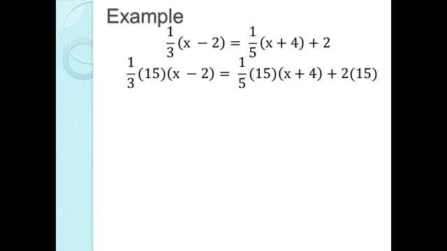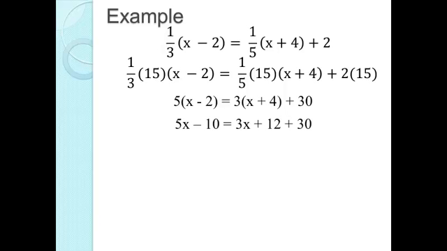1/3 times 15 gives us 5. On the right hand side, 1/5 times 15 gives us 3. And finally, 2 times 15 gives us 30. Now your next step would be to use the distributive property to rewrite the equation.